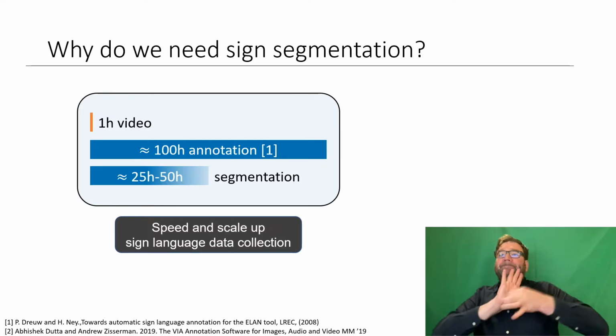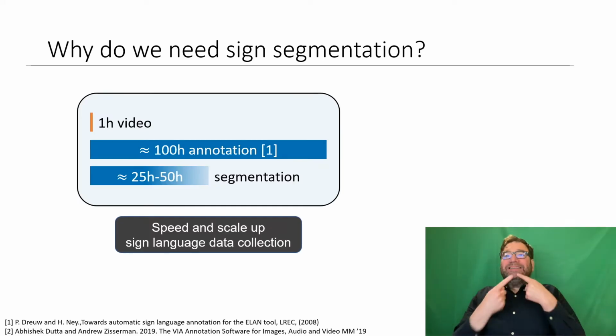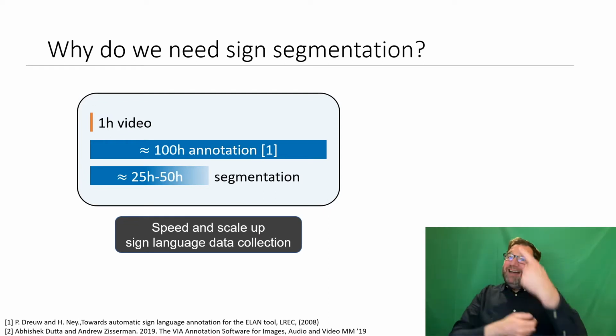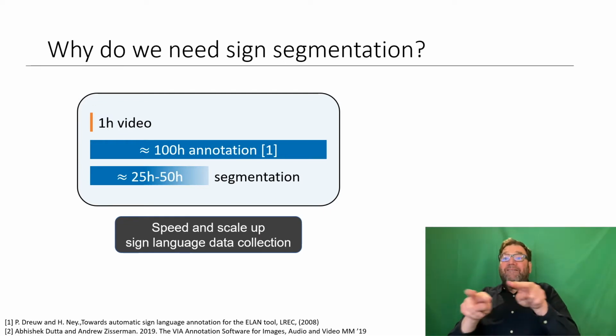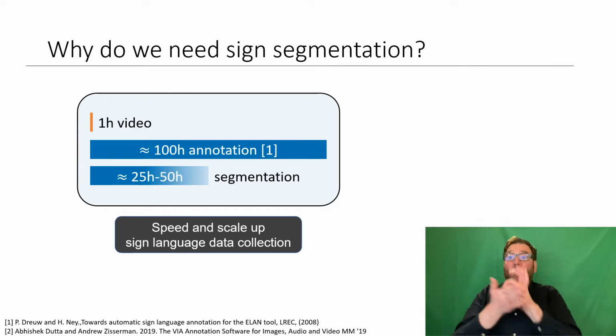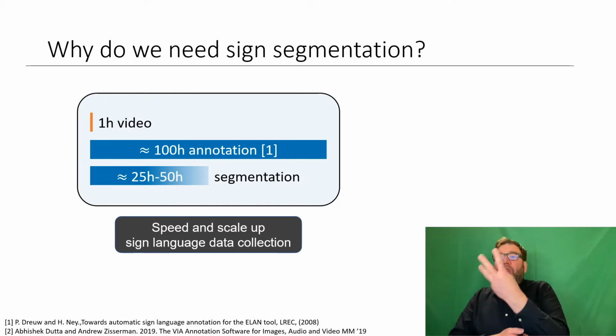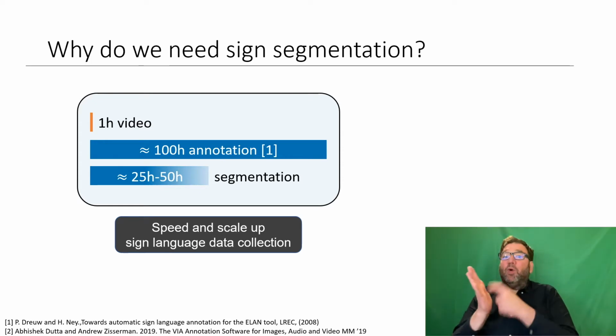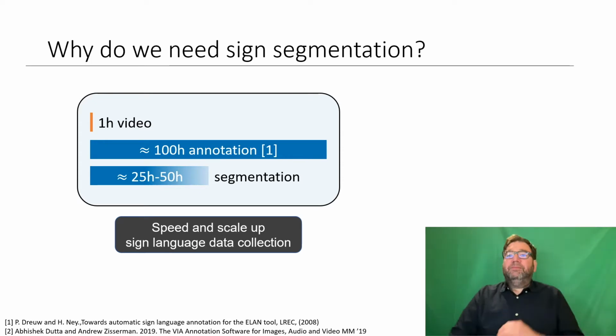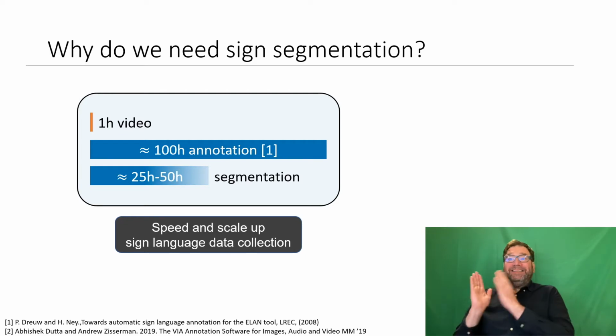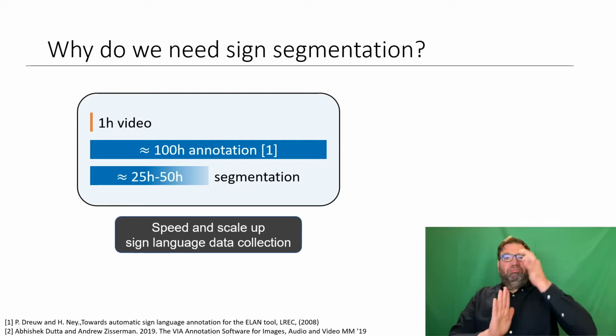One motivation is to speed up and scale up sign language data collection. To get an idea of this, for a 1-hour video, a professional BSL annotator needs about 100 hours to annotate this. From this 100 hours, approximately 25 to 50 hours are spent on the segmentation part. So if we could automatically segment the signs, we could improve the data collection process.